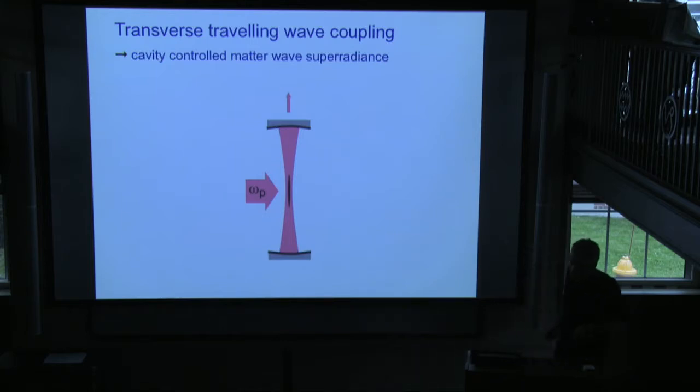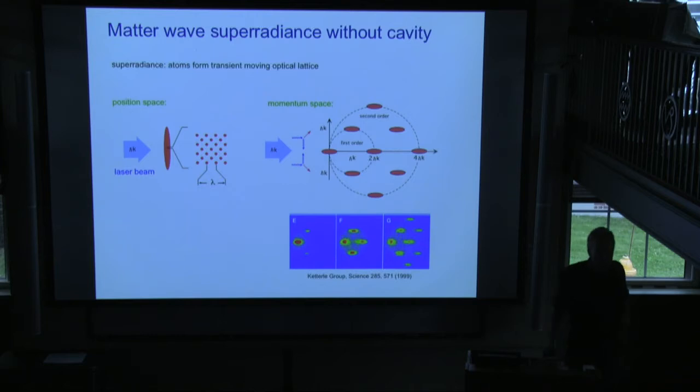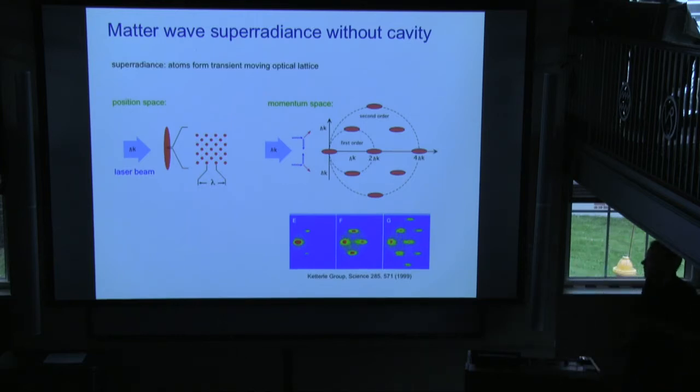Okay, so now we come to transverse traveling wave coupling. We have a single beam coming from the left. That may remind you of an experiment by Wolfgang Ketterle some time ago, I think 1999, where he was just shining light from the side on a cigar-shaped Bose condensate, so no cavity there. That was enough to see these kinds of pictures in momentum space, due to the fact that scattering processes of this kind form a lattice along this direction that interferes with the incoming light beam. The lattice that forms is shifted in frequency due to the recoil that's emitted. So it's a moving density grating arising.